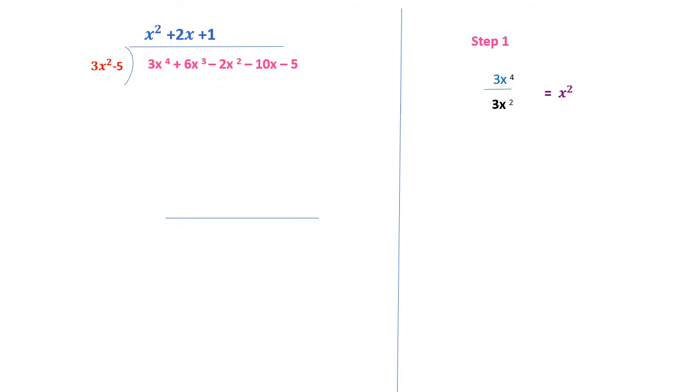We get x squared. Now, this x squared should be put in the quotient. Don't forget to put it in the quotient. Here it is. After doing this, we will multiply this x squared with the divisor, 3x squared minus 5. See how it is being done.